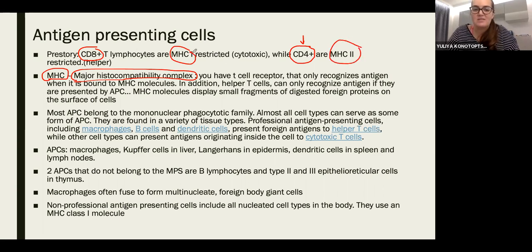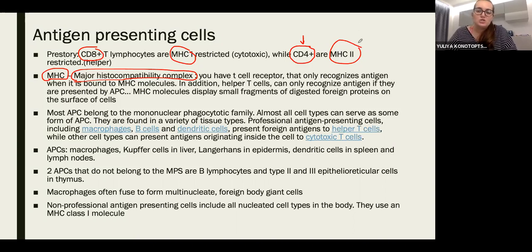Who has MHC1? Any nucleated cell. It doesn't matter which kind of cell I have in my body, as long as it has a nucleus, on its surface you will find MHC1. So my epithelial cells have nuclei, on their surface, MHC1. My cardiac myocytes, again, they have a nucleus, MHC1. Skeletal muscle cells, nuclei, MHC1, right? So you see that it definitely will be there.